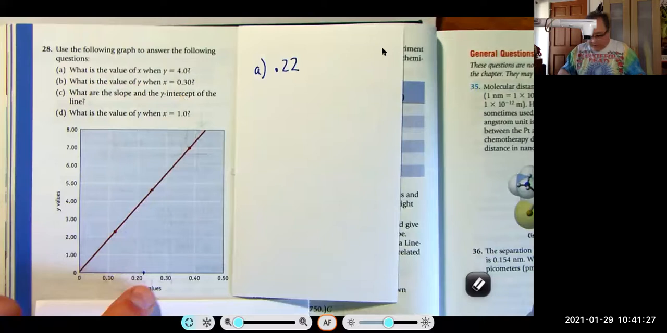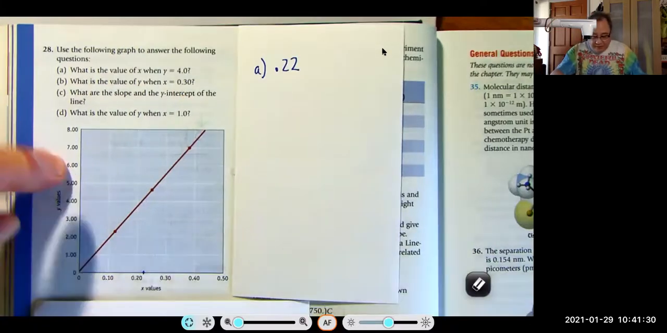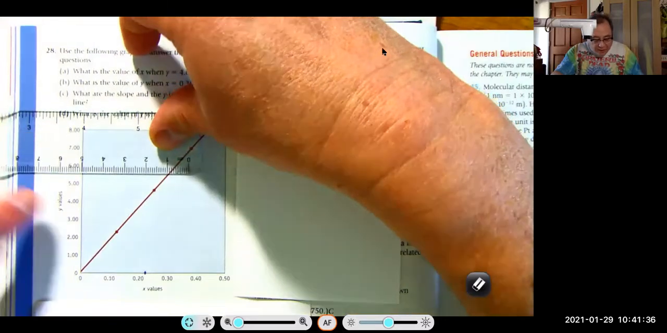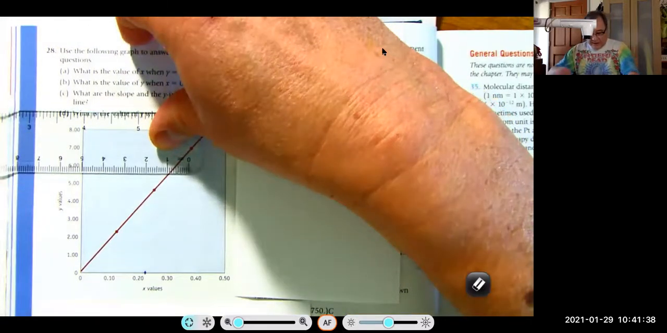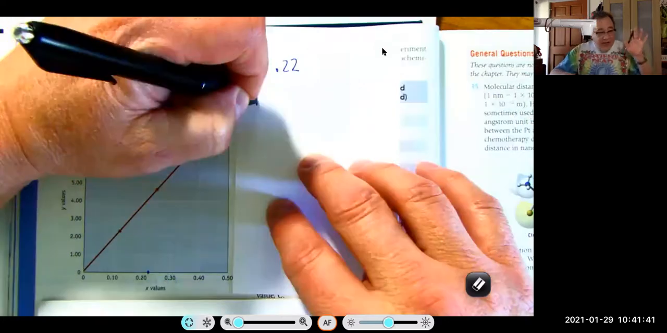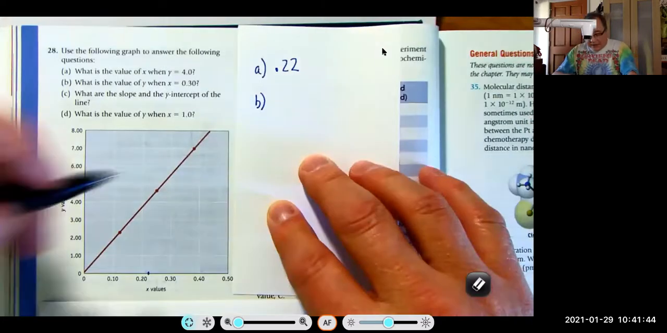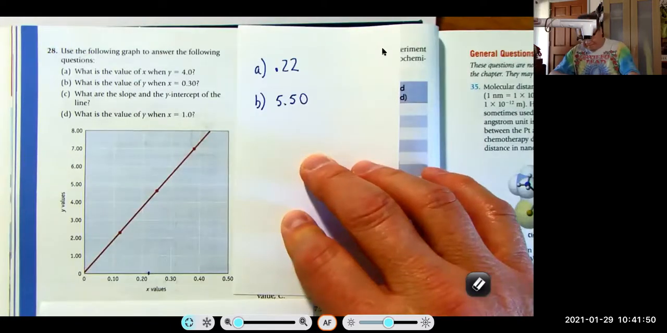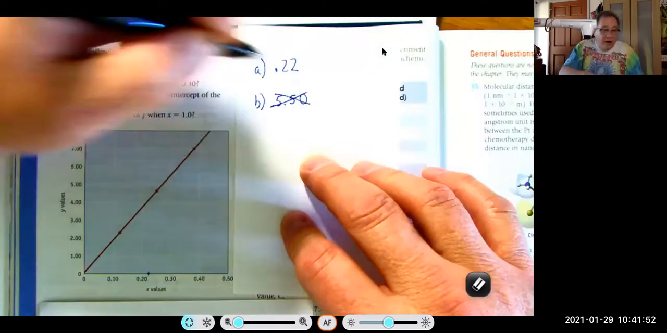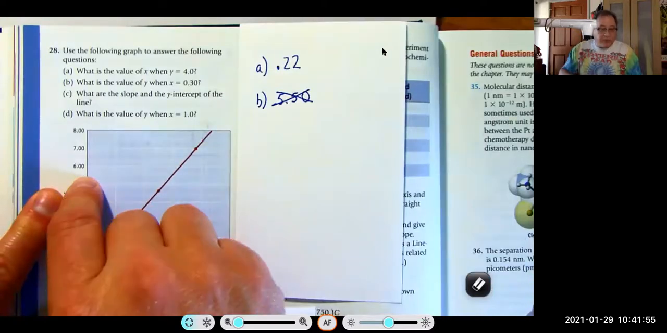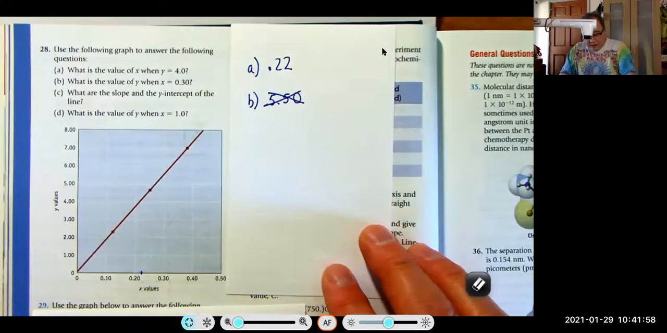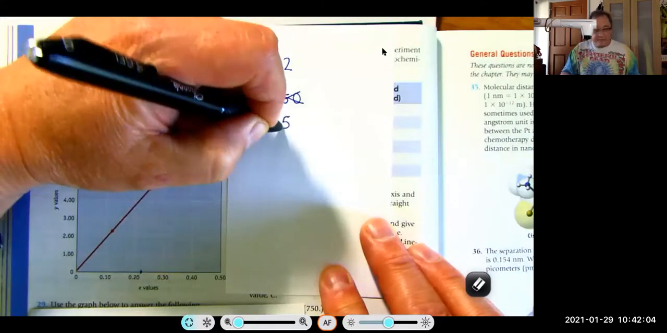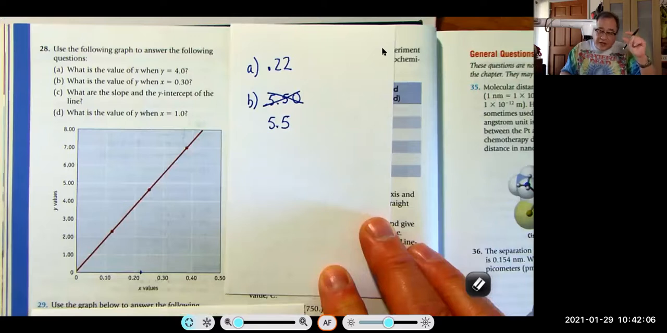Okay, what is the value of y when x is 0.30? So here we go. For 0.30, I'm going to do this. And you can see that it seems to go halfway between 5 and 6. And so when it looks like it's really halfway, your inclination is to put 5.50. And that's wrong. You can't really read that on the side here because the difference between those values is 1. But we could write 5.5, to a 10th of the 2 closest lines.